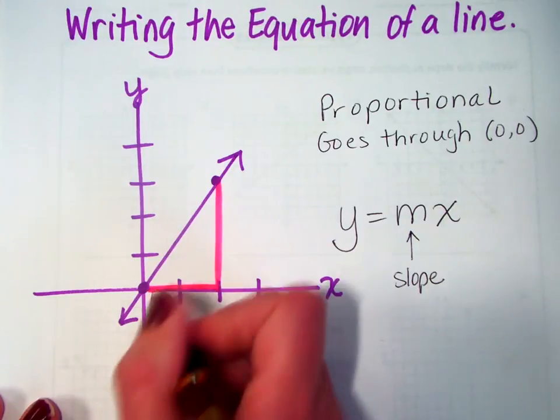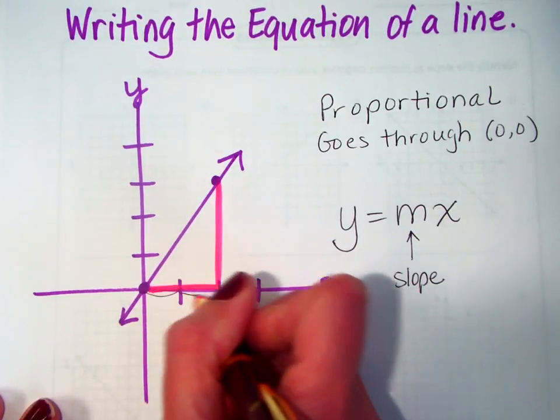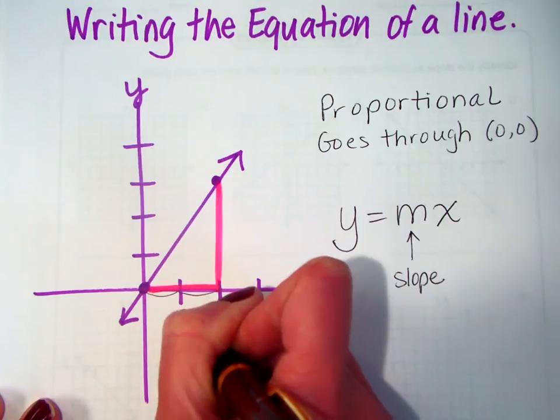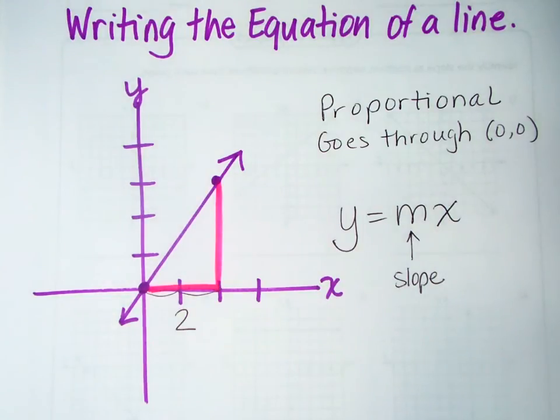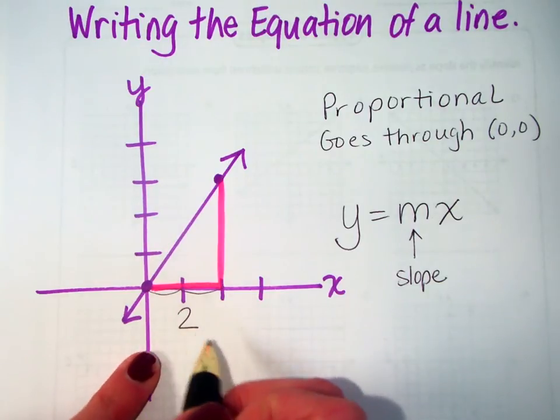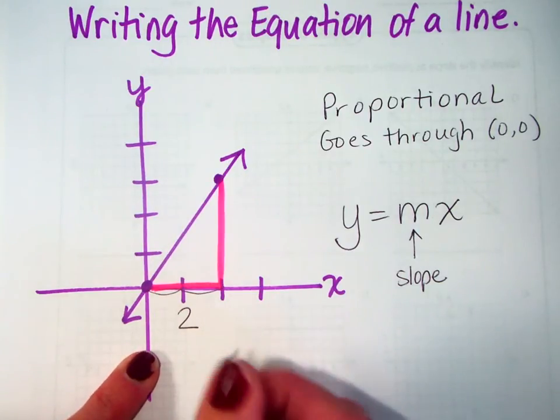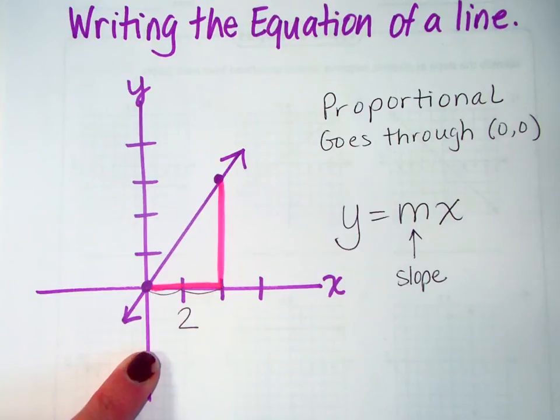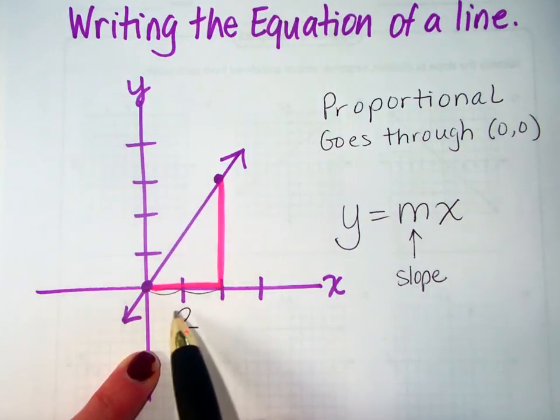How many spaces did I move to the right? 2. So that is our horizontal change. What else did we call that yesterday? What was another name for it?